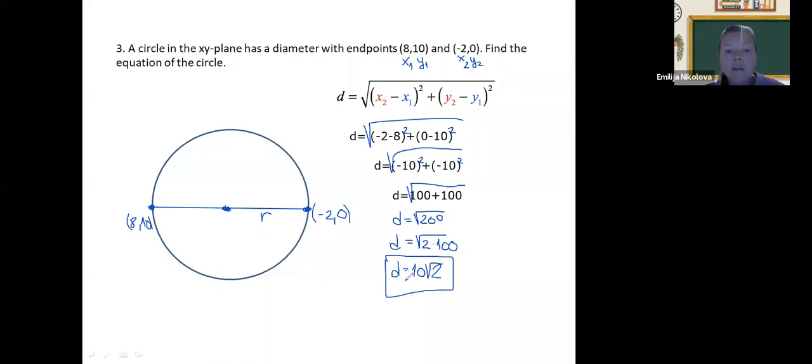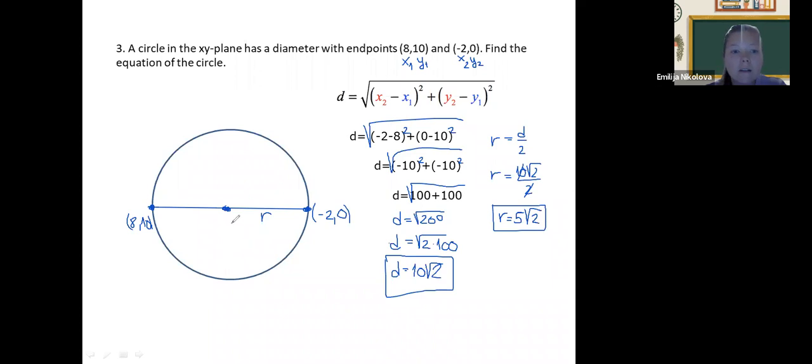So now in order to find the length of the radius, we need to divide this by 2, because the radius is the diameter divided by 2. So the radius will equal 10 square root of 2 divided by 2. I can divide 10 by 2, that will be 5 over 1, or just 5. And I just copy square root of 2. So this is the length of the radius. So we found the radius.